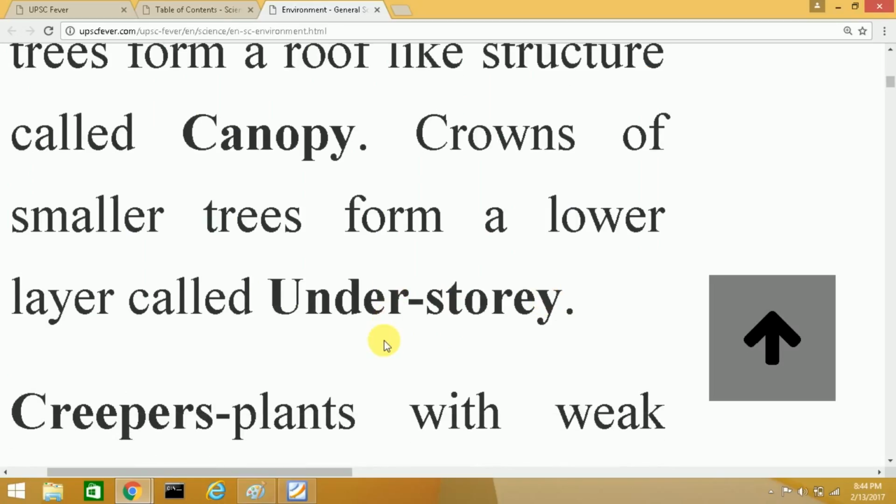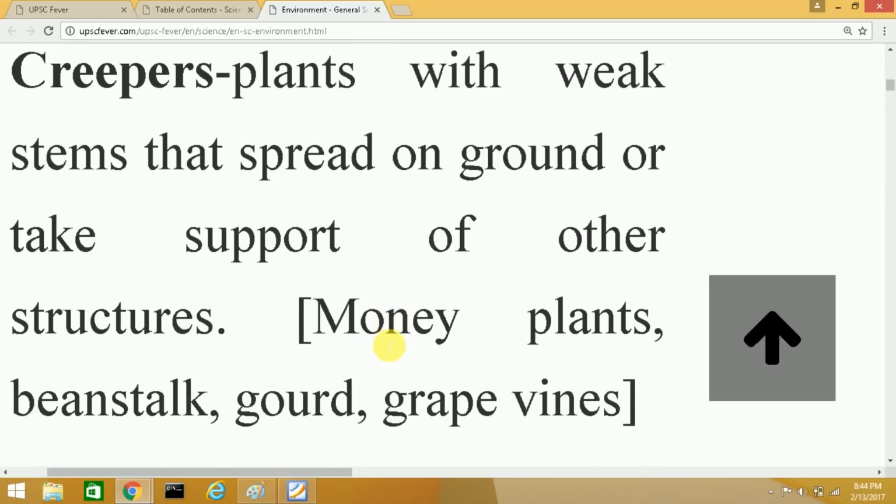Creepers are also part of plants, and in creepers usually the stems are so weak that they cannot survive without the support of a strong stem plant or a support. It can be any structure, otherwise the stems would just spread on the ground. So money plants, grapevines, gourd, bitter gourd, beanstalk, these are the examples of common creepers.